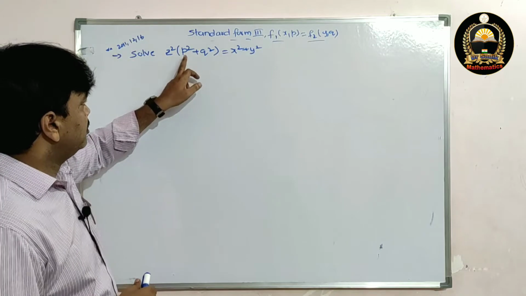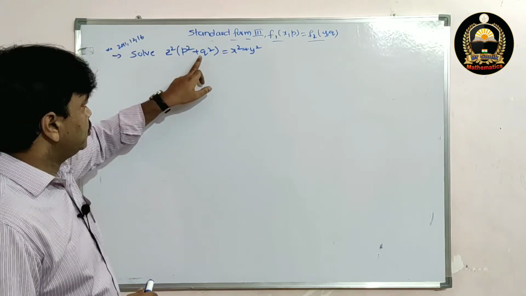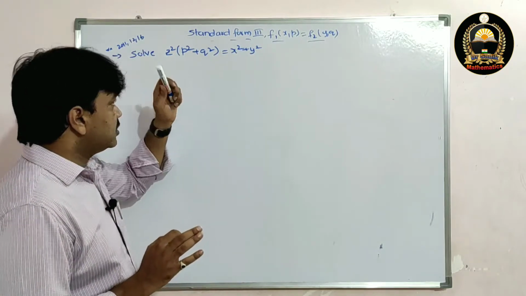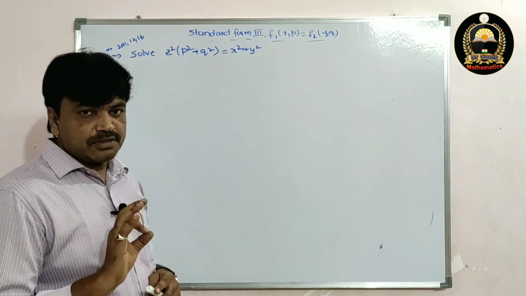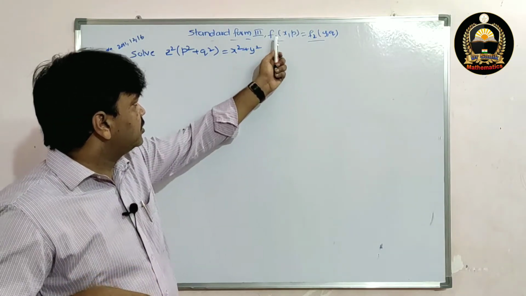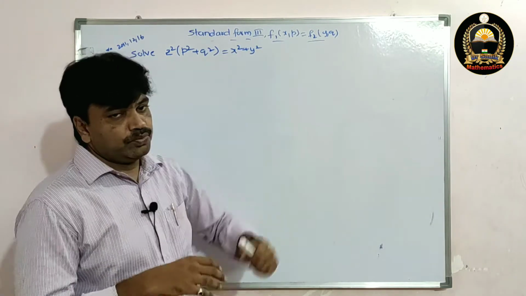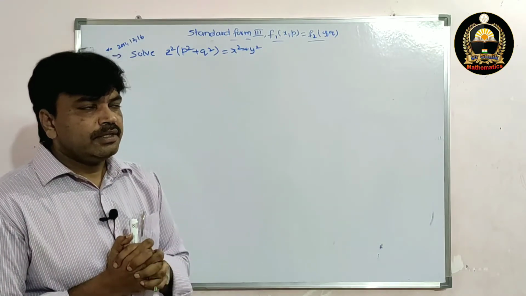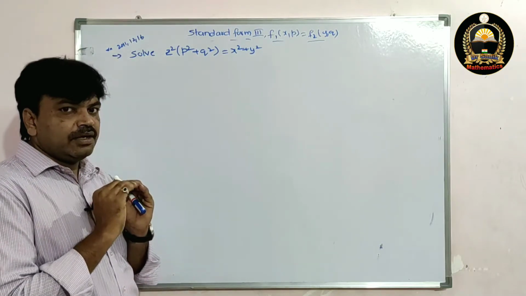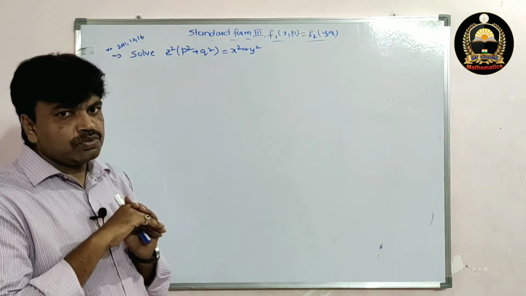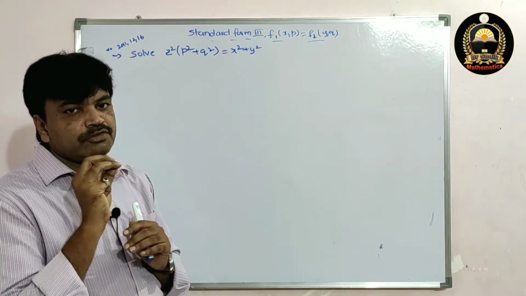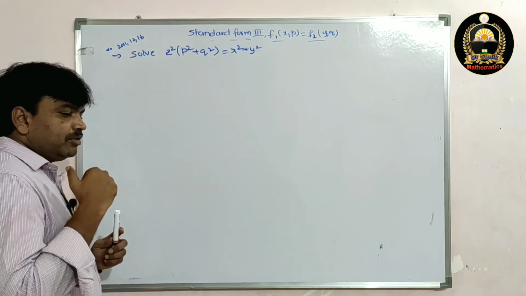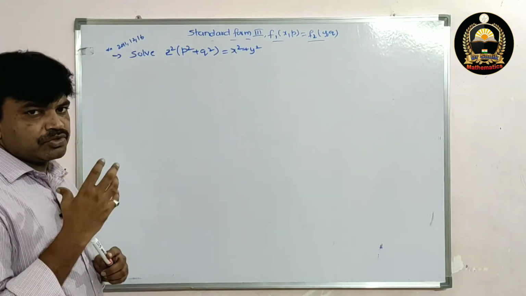See students, by observing the terms here we have p, q, x and y. What is the extra term here students? Z. The extra term is z. So by observing standard form 3 we have xp, yq. So I can reduce this problem into standard form 3, by a suitable substitution. Let us see students.